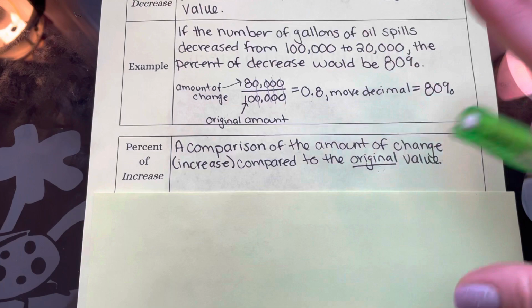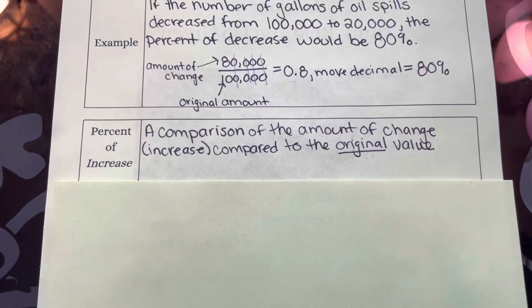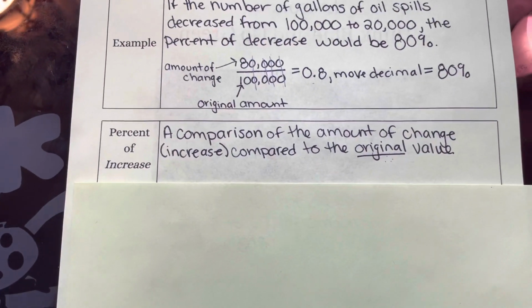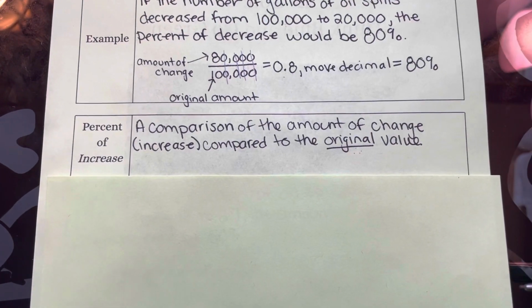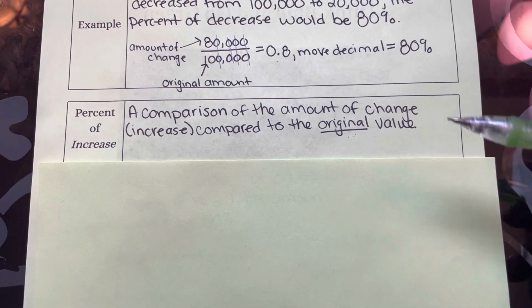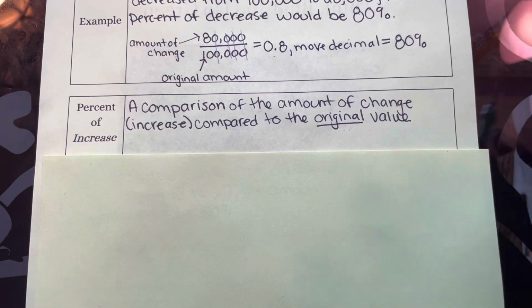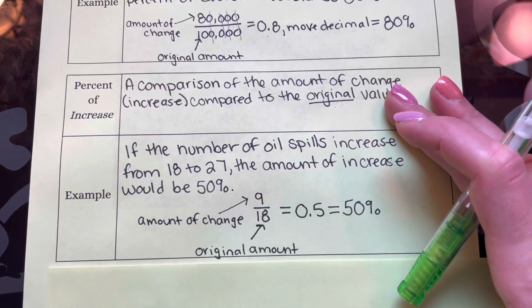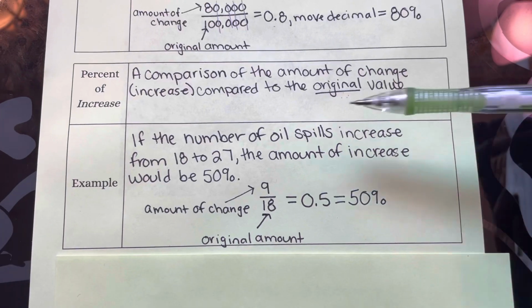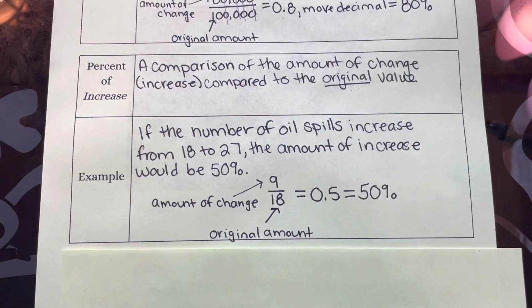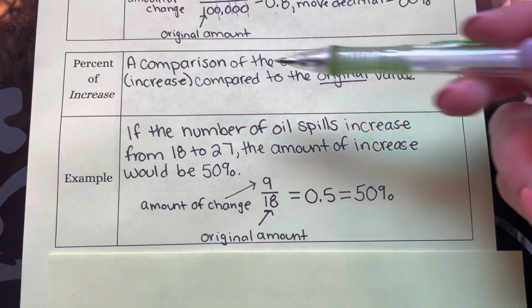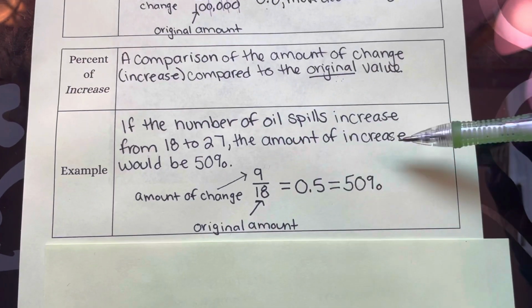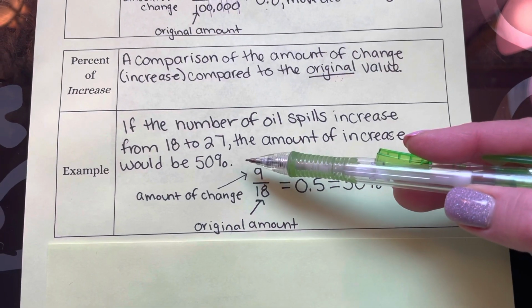Percent of increase is the same concept, except it just means it's going to go up because we're increasing. So now we're going to compare the amount of change or increase to the original value. So here was our example. If the number of oil spills increases from 18 to 27, which would be sad because we don't want more oil spills, but if it increased, the amount of increase would be 50%.